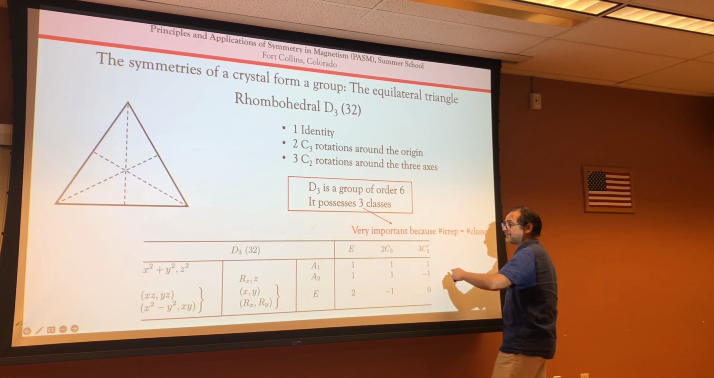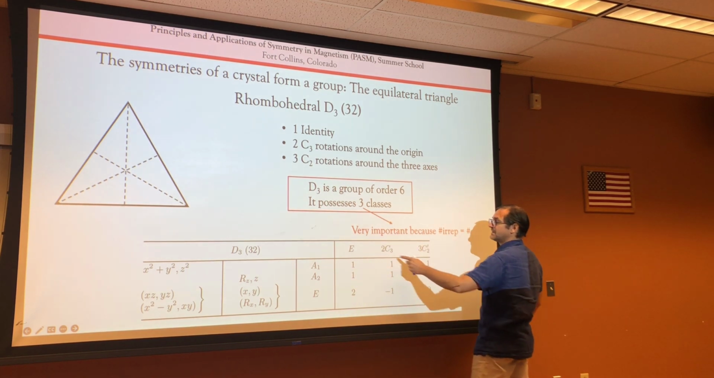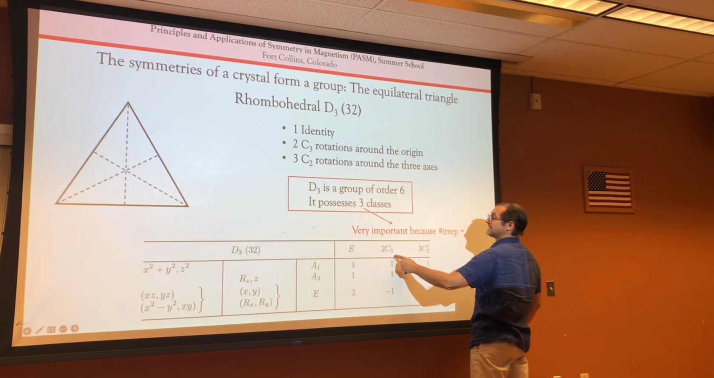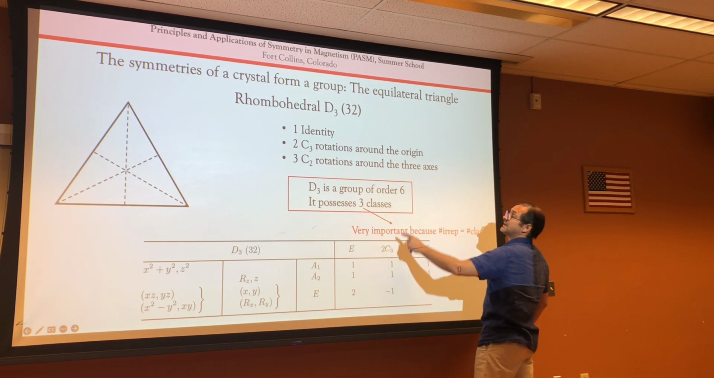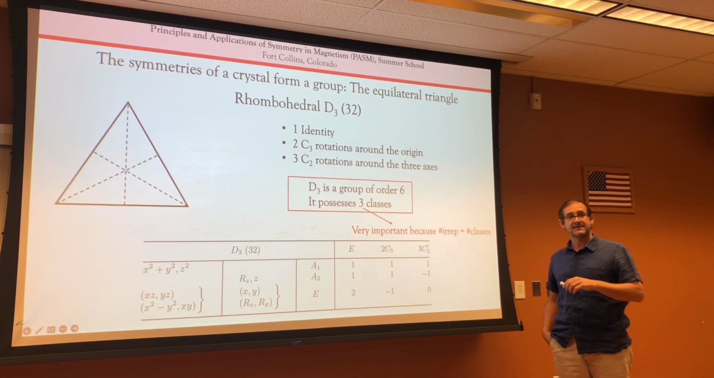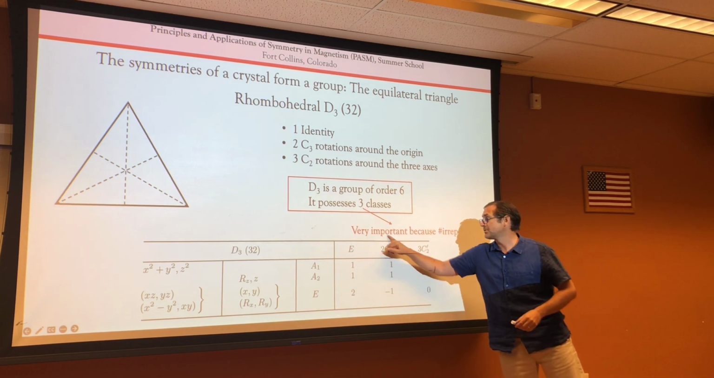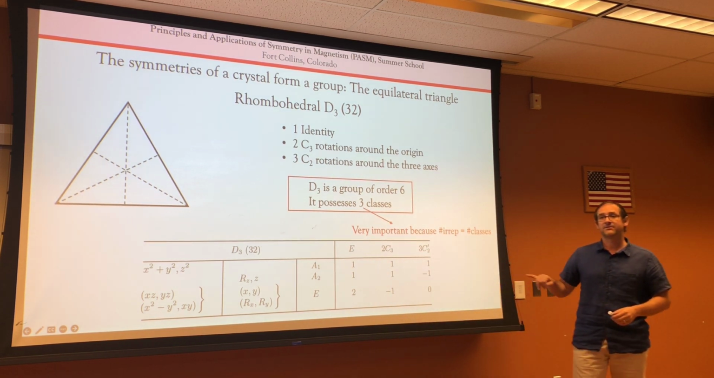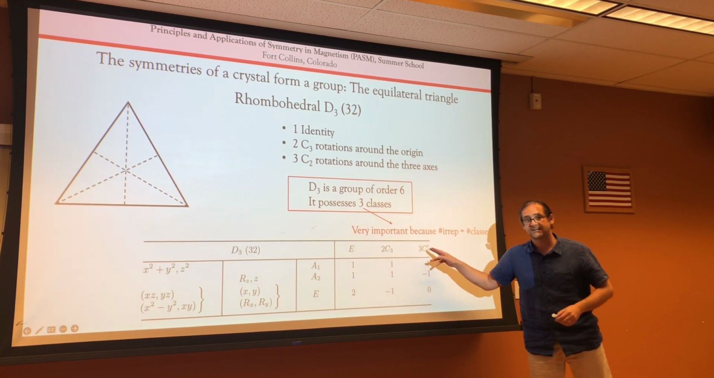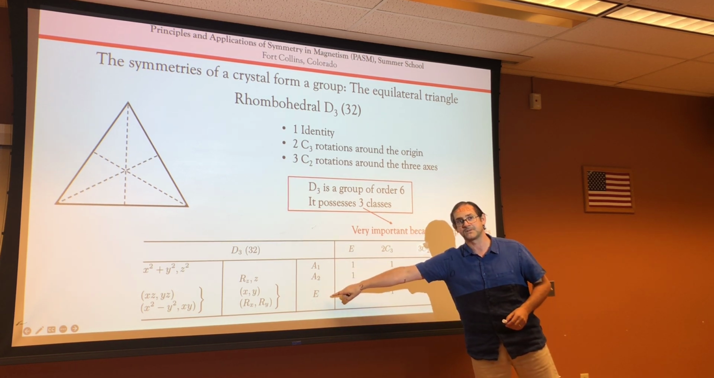And at the moment, we're going to focus on just this part of the table, and understand what those numbers are. So here you can retrieve the identity. You can see you have two C3 rotations around the perpendicular axis. So this is one class, second class, and third class of transformations. These are classes. And you see that we have three classes, three irreducible representations.